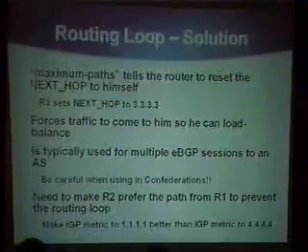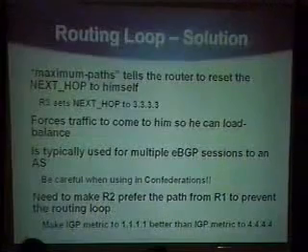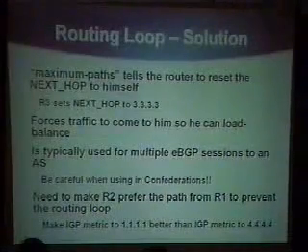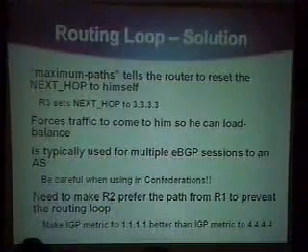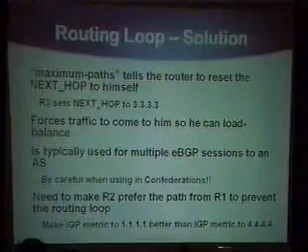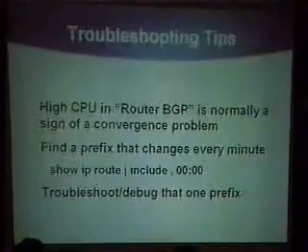Maximum paths tells the router to reset the next hop to itself, forcing traffic to come to it so it can load balance. It was trying to load balance there, and that's what it was doing. Right, I don't think I need to say anything else about that.